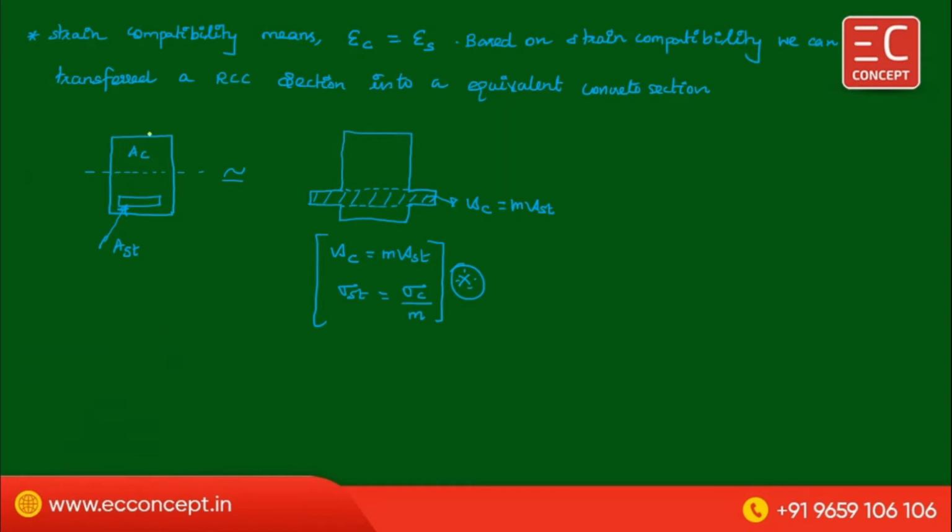So we can say this is the actual RCC section and this is the transformed section. That is the difference. I hope you understood. Now see the strain compatibility equation, which is used for transforming one section into another section.